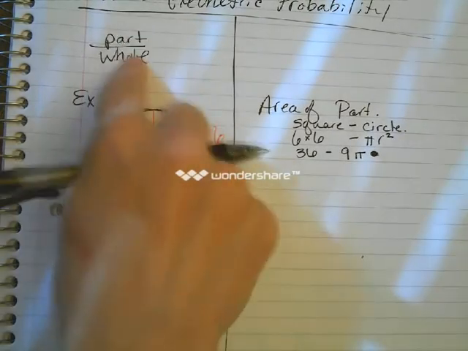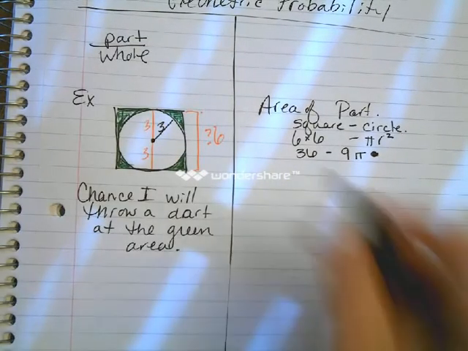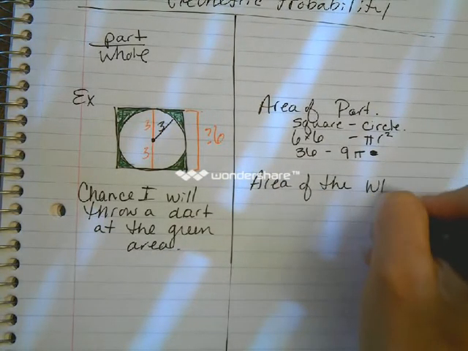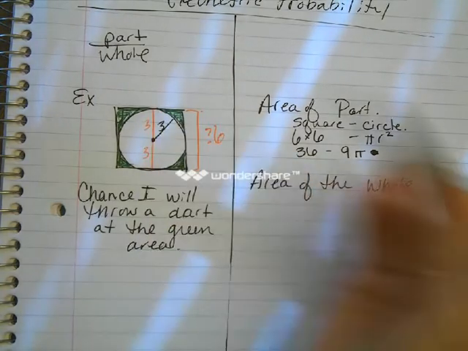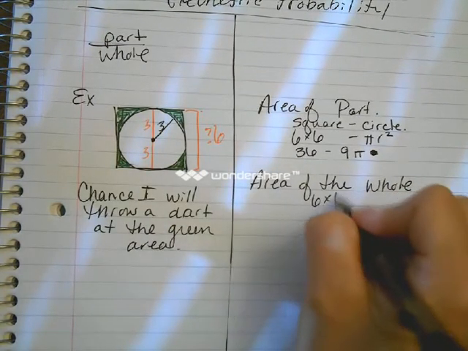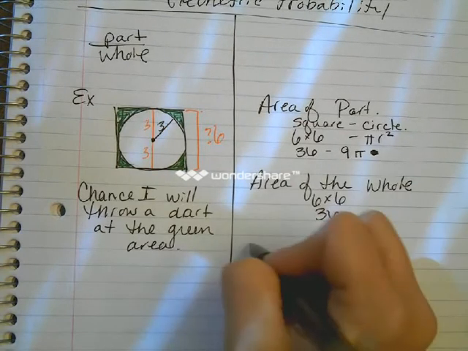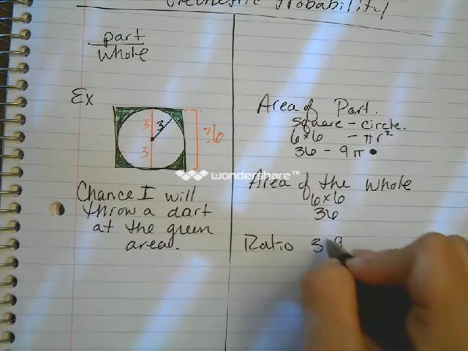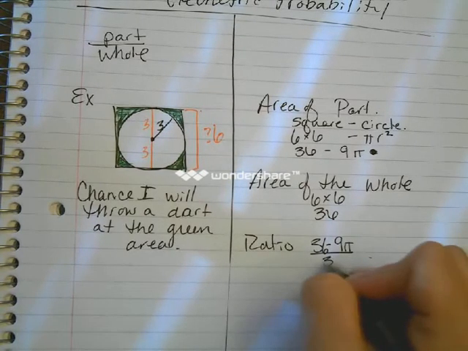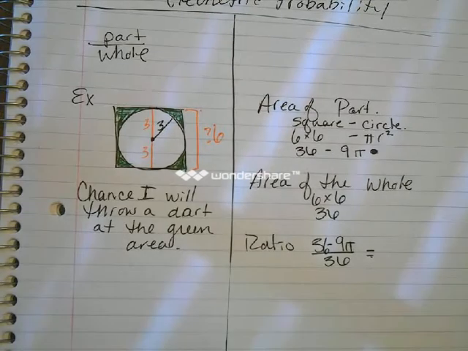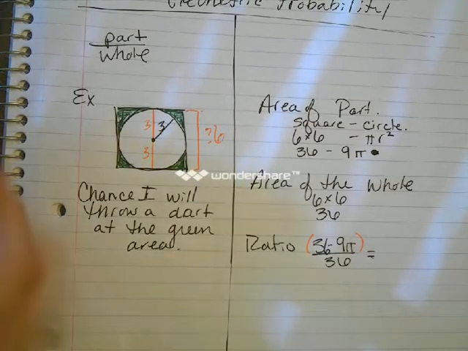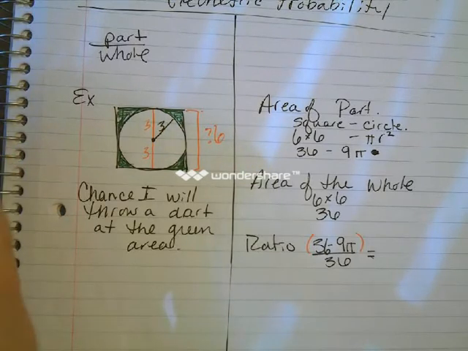Alright, now I need the area of the whole, which is just the square. We already kind of did that over here. 6 times 6, which is 36. So my ratio is 36 minus 9 pi over 36. And when I type that in the calculator, make sure that this goes in parentheses. If you don't put that in parentheses, it's just going to divide the 9 pi, not the whole thing. So, 36 minus 9 pi, divided by 36.